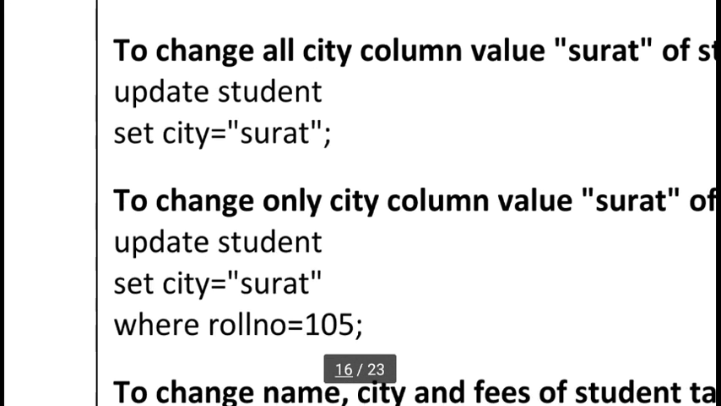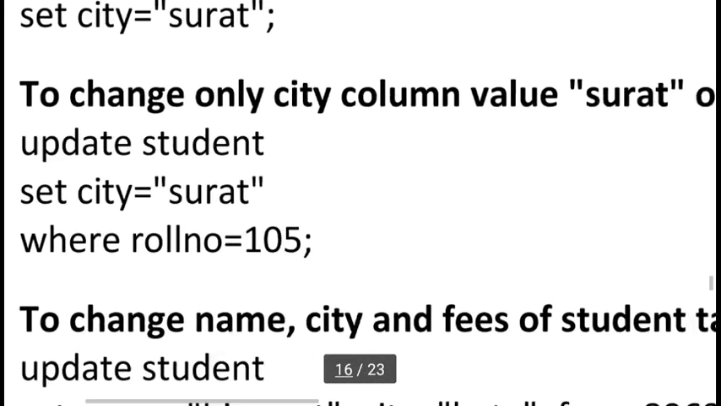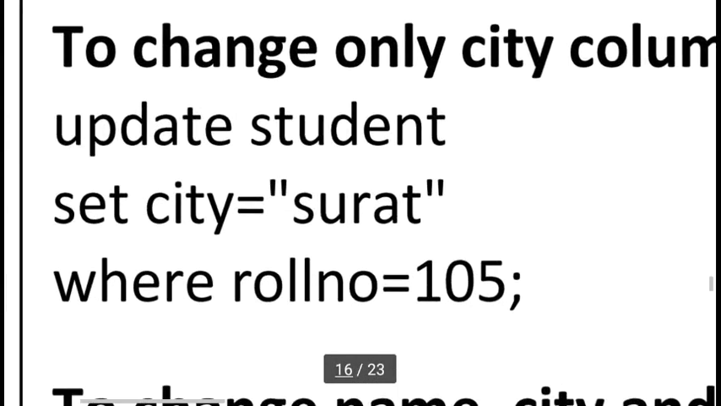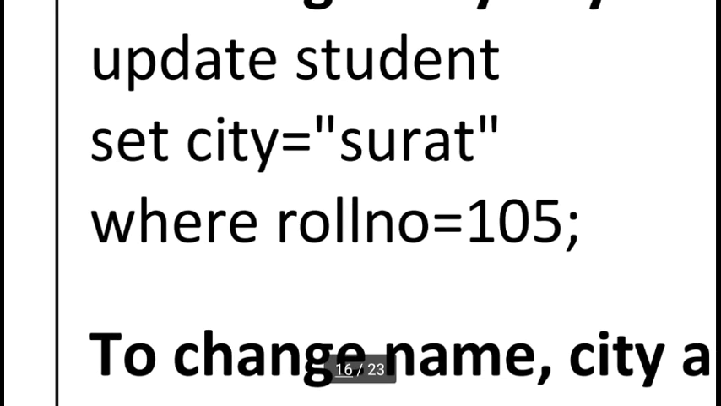Suppose I want to change only a particular student, not all. So here I am using where to change only the city column value to Surat in the student table for the student whose roll number is 105. The new thing here is where, which is applied on selected records. So only the 105 city will be replaced with Surat.